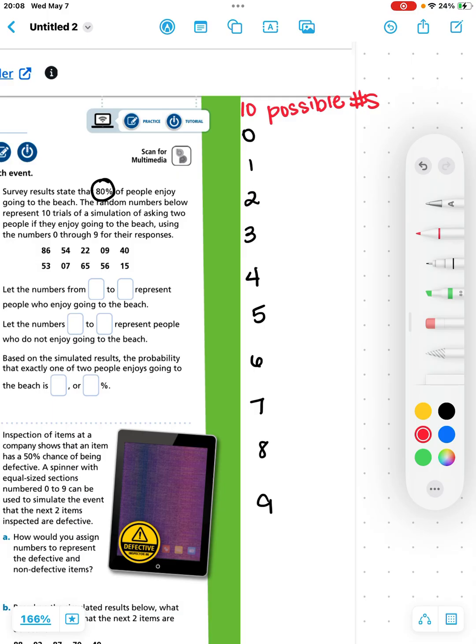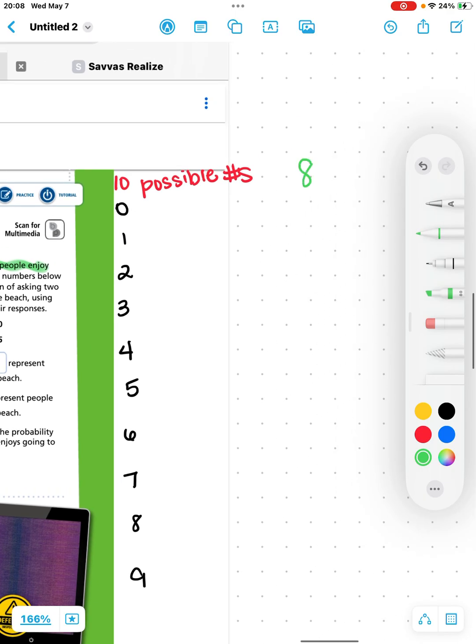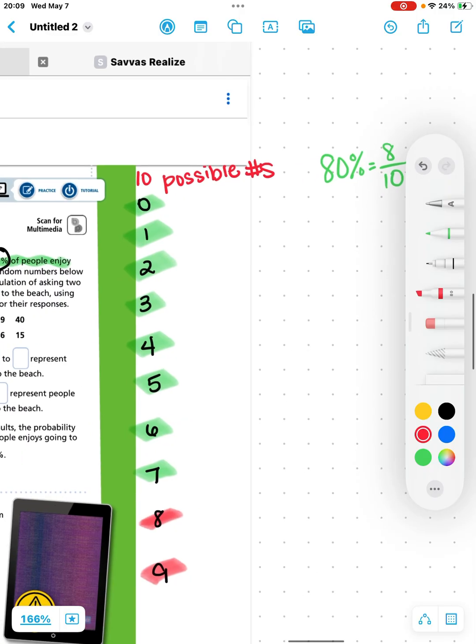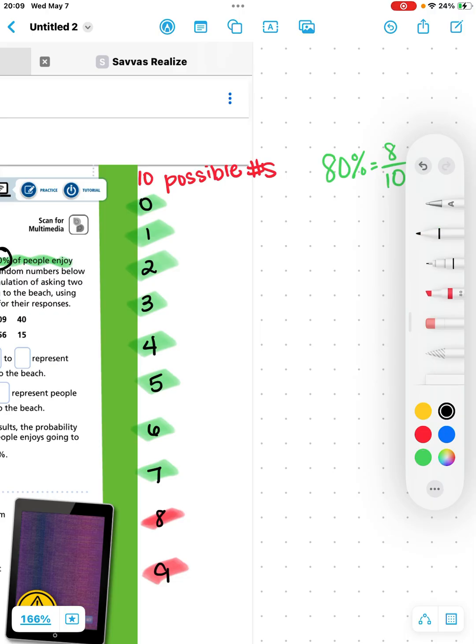We are told that 80% like the beach. So 80%, another way to look at that, is 8 out of 10 people like going to the beach. So let's just pick the first 8 numbers: 1, 2, 3, 4, 5, 6, 7, and 8. Meaning the last 2 numbers are people that do not like the beach. That 8 and 9 will represent people that do not like the beach.